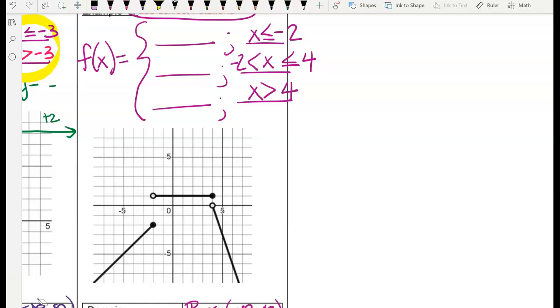Now the middle piece, students, is super easy to write the y value because the y value is always 1. There's no x variable needed in that piece. Then I'm going to use green next to label this point. We know that this point right here is (-2, -2).